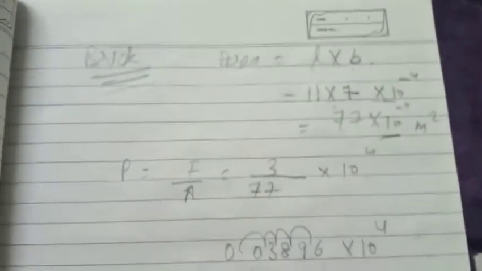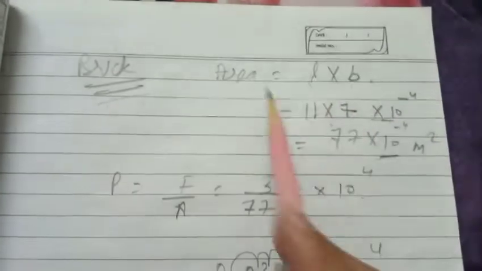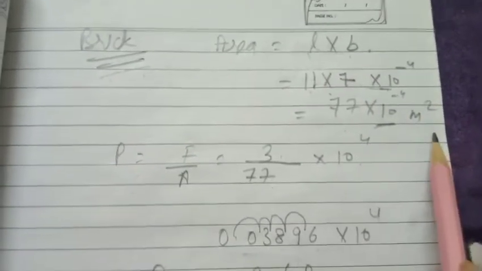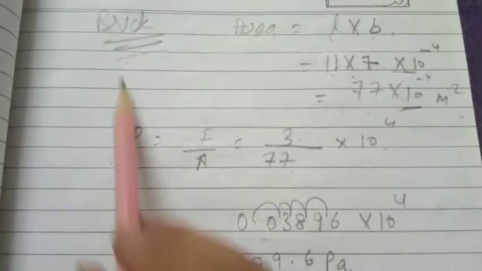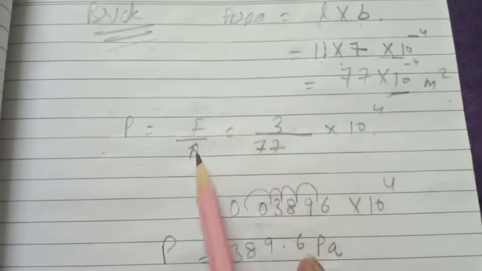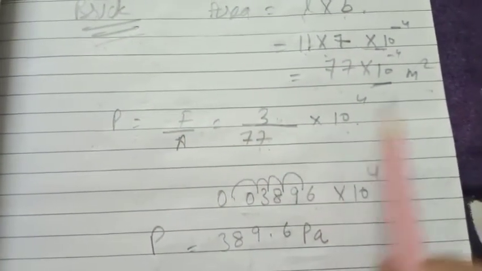The same has come because both are given in centimeter. That's why I have converted into meter. So area is 77 into 10 raised to power minus 4 meter square. Same, pressure is equal to force upon area. Force is 3, area is 77 into 10 raised to power minus 4.